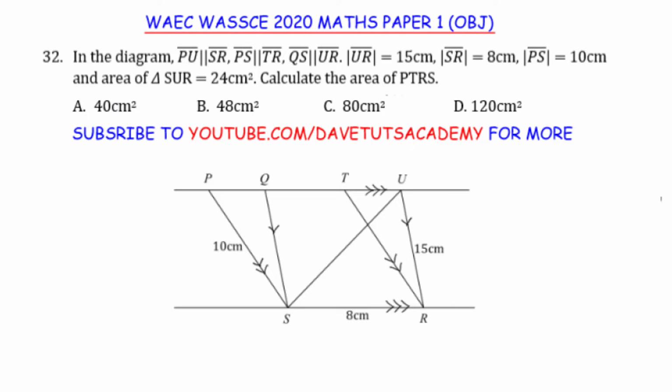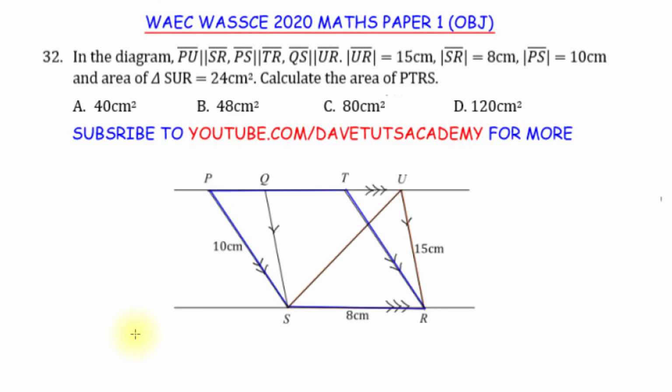So here, triangle SUR, okay, that area was given as 24 centimeters square. We have to calculate the area of PTRS. Let's identify PTRS. That will be, this will be PTRS.